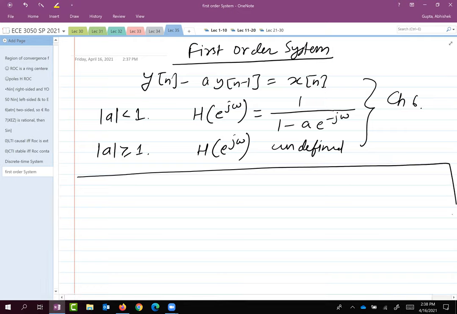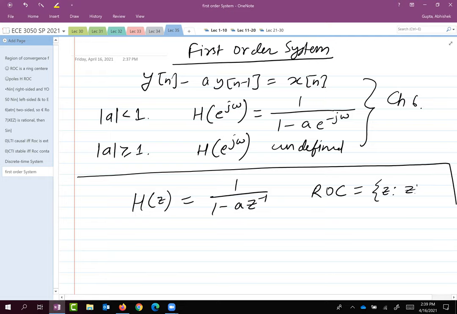Now comes the Z transform, and I have no problems whatsoever with it. I can define H of Z for the system as 1 over 1 minus a Z inverse. That would be my Z transform, and the region of convergence would be Z such that the absolute value of Z is greater than the absolute value of a. So the Z transform is well defined, and all the complexity goes into the region of convergence.